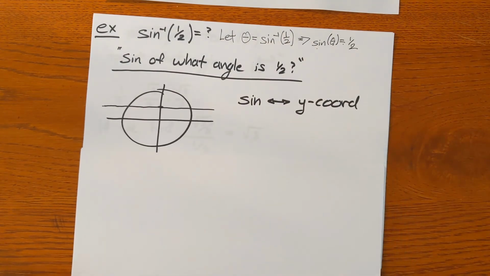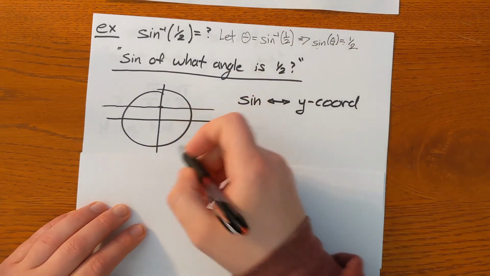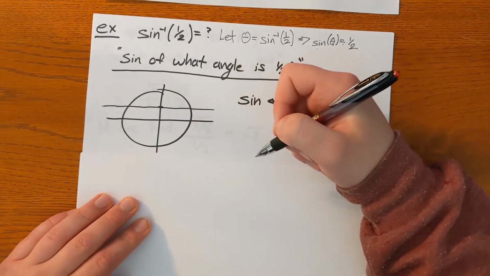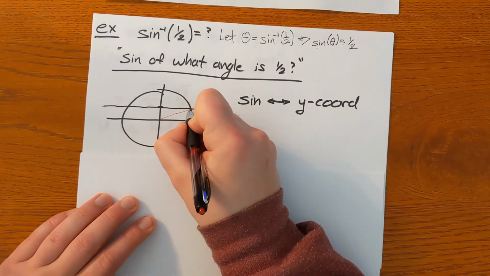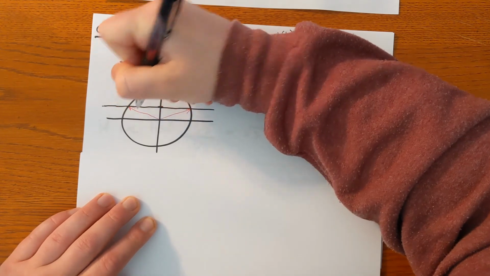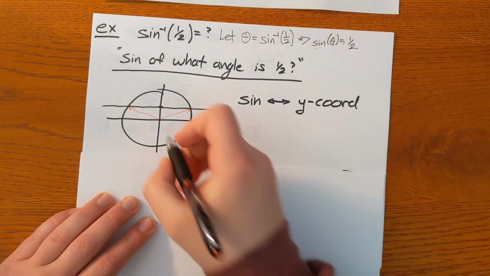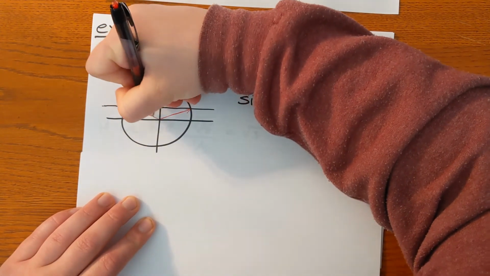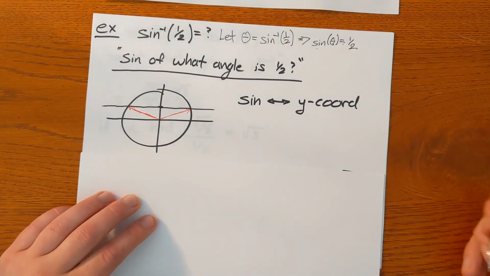We look at our unit circle, and remember sine is like the y-coordinate, so here's our y value of 1/2. What angles have that y-coordinate? That one. And that one. Those two angles. But which one is it?